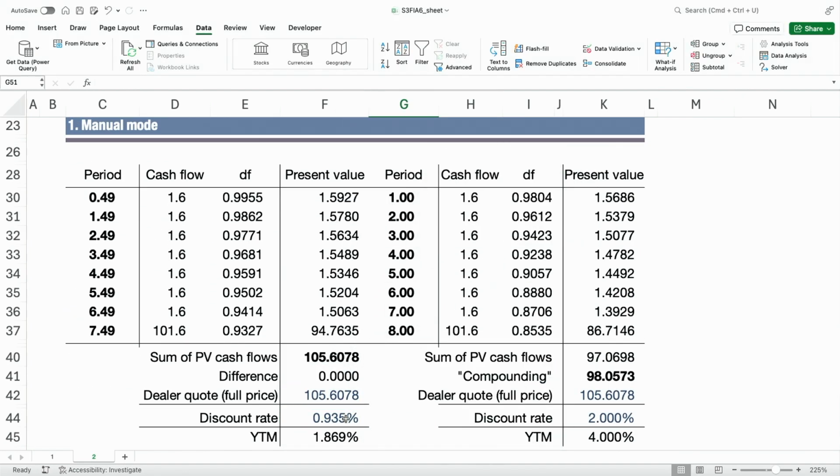However, the quoted prices are always flat prices, with the exception of zero coupon bonds, whose quote is full, being that they pay no coupon during their lifetime. Now is the right time to discuss this matter.